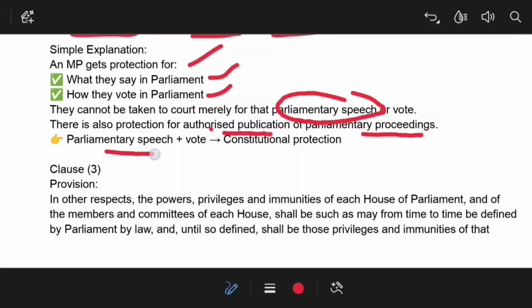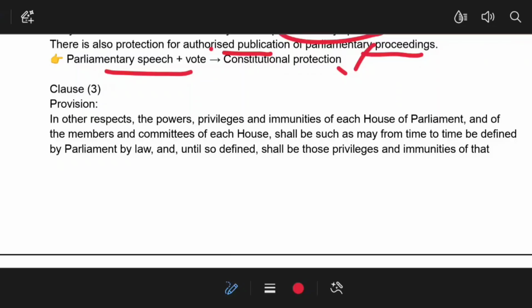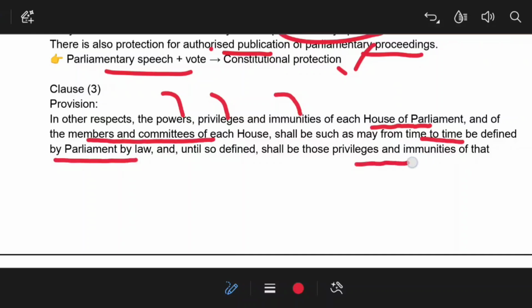Clear? So parliament speech plus oath, constitutional protection has been granted to the MPs. Clause 3. In other respects, the powers, privileges, immunities of each House of the Parliament and of the members and the committees of each House shall be such as may from time to time be defined by Parliament by law, and until so defined shall be those privileges and immunities.